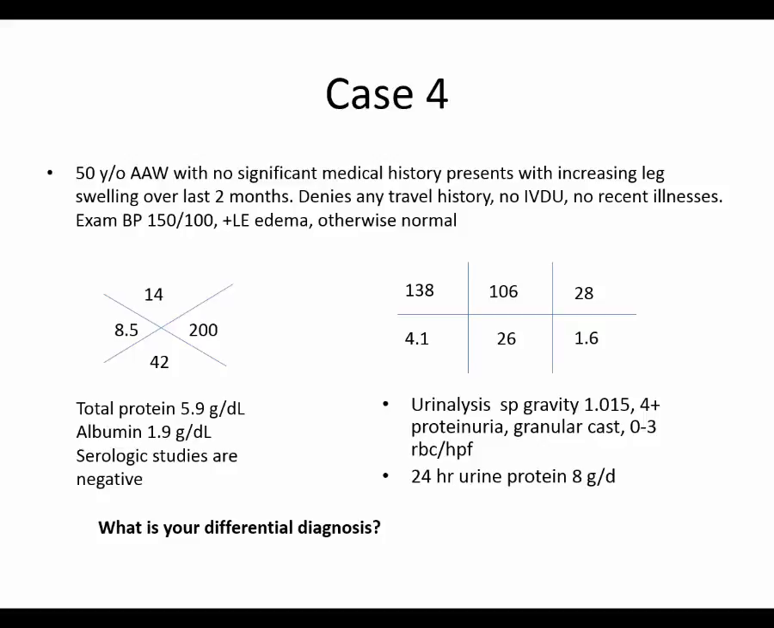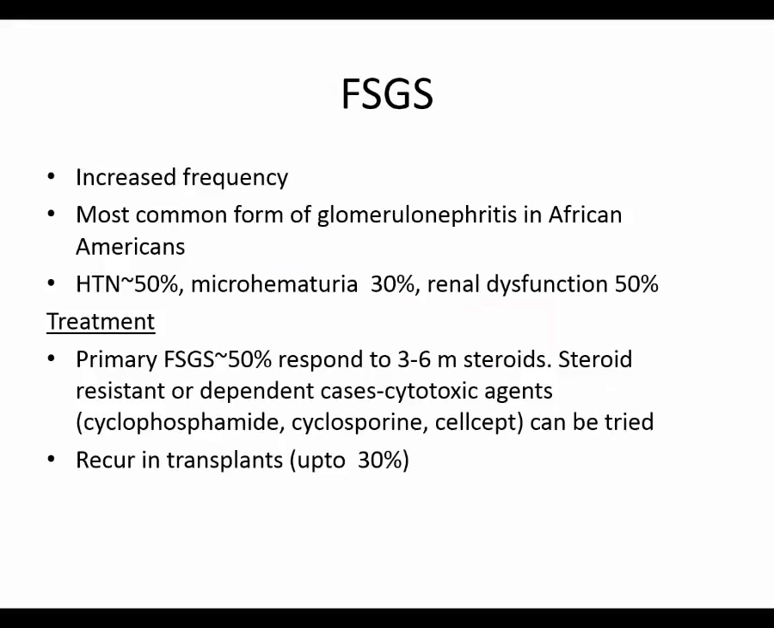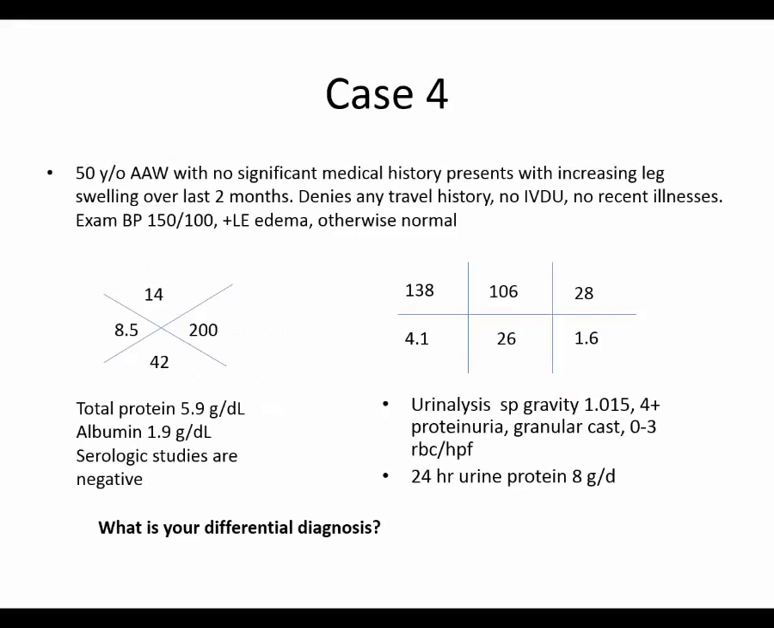Labs on this side never change, the same. On this side, what we have is, creatinine's about 1.6. Urine analysis again with 4+ proteinuria, granular cast. So move the cursor a little bit from 10 to 8 grams per day of protein. What are you guys thinking at this point in time? Oops. I gave it away, sorry.